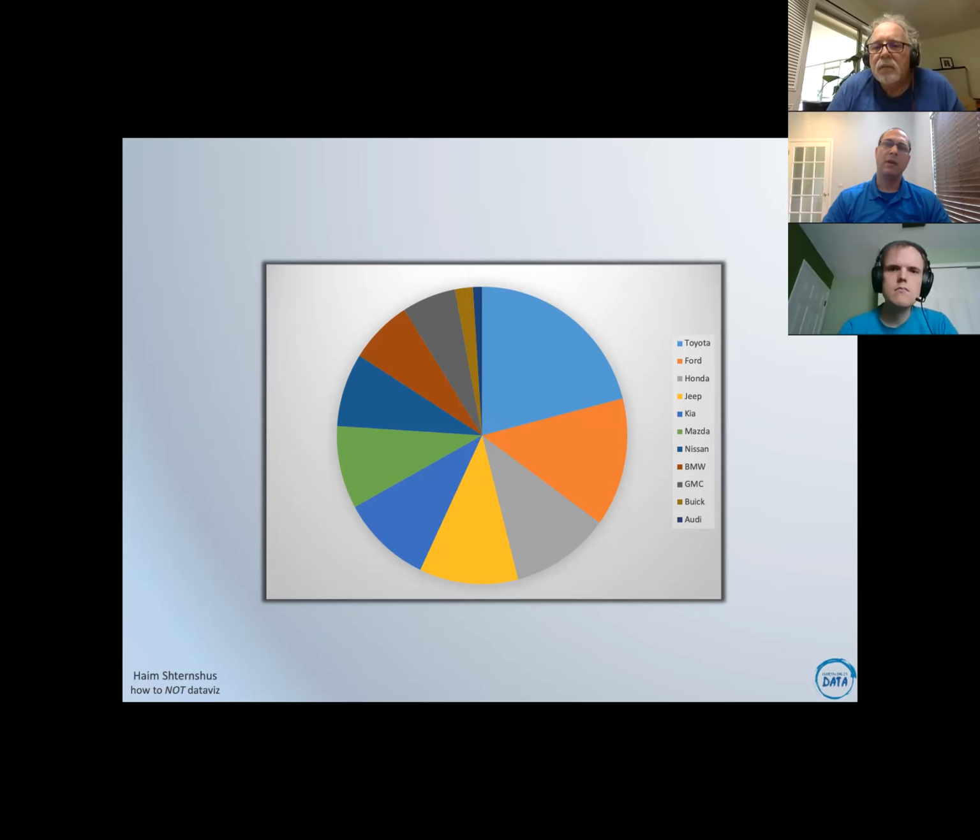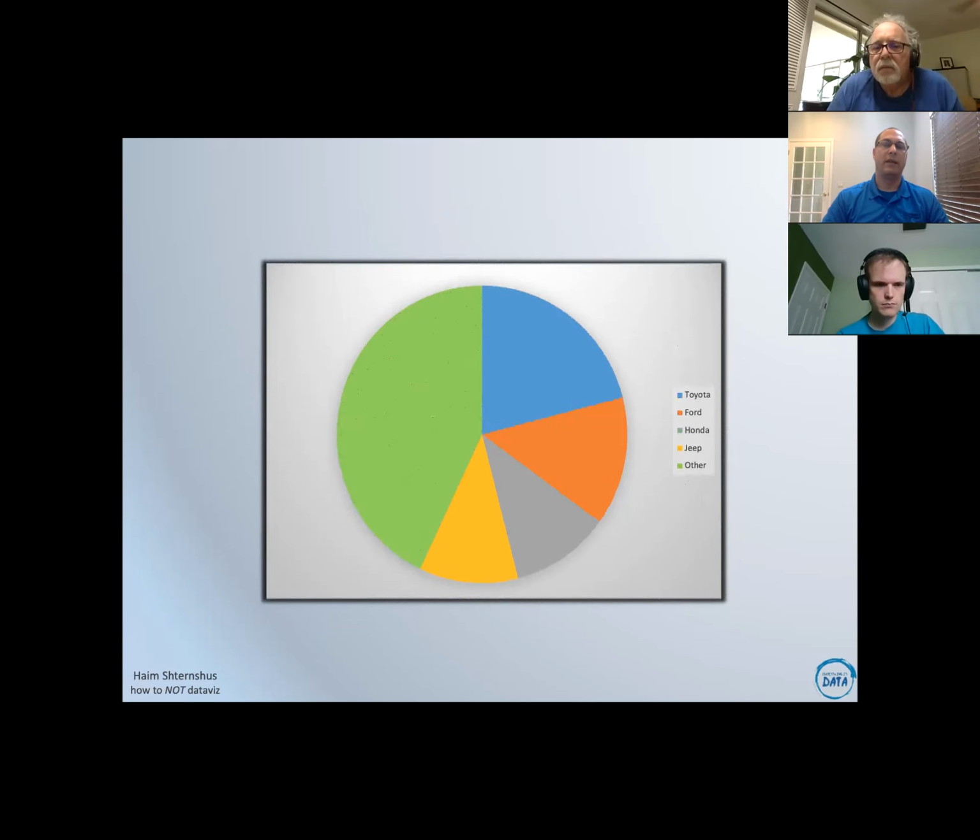So keeping in mind that our goal was to find the car that is most common or most popular, we know that we probably don't care about the Audis and the Buicks here, because there are very few of them. So what we can do to make the data a little simpler to grasp is to reduce the number of slices. In this case, I focused on the 4 most popular cars, and I grouped all the other cars into one category, called it Other.